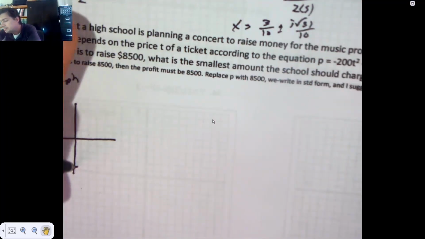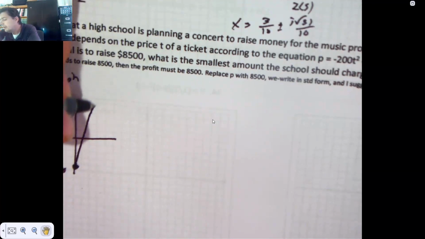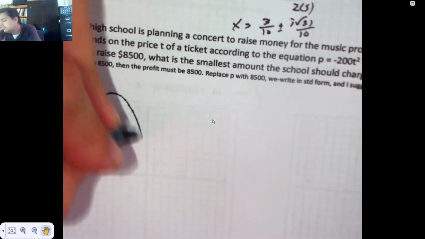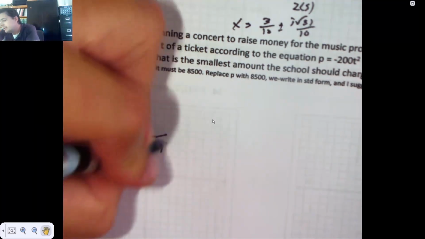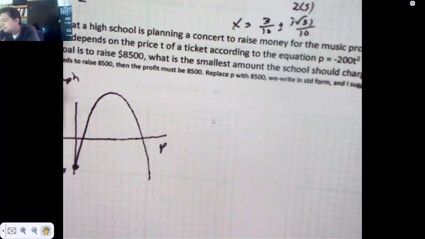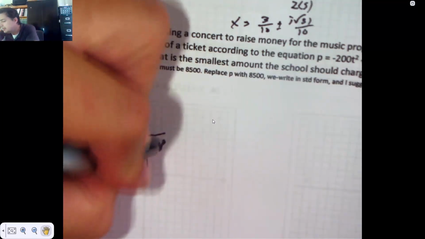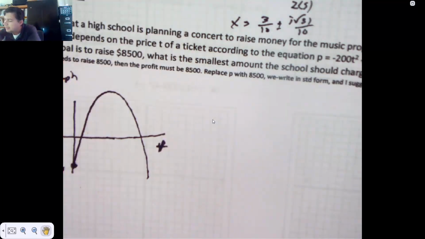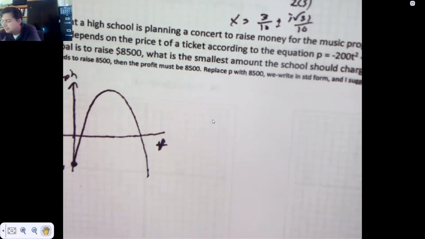It probably rises pretty quick. It's got an initial slope of 200. It's going to rise really quick. And then it's going to fall, okay? This axis right here would actually be price P. Oh, sorry, price is T. I don't know why it's called T. And P is profit. So this would be my profit.